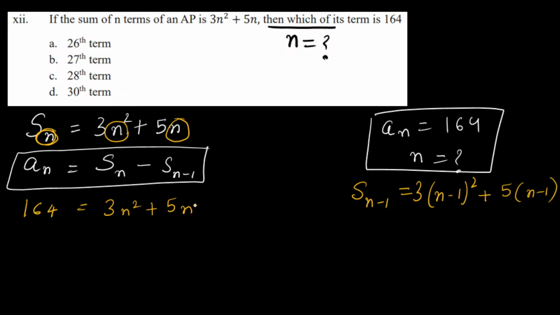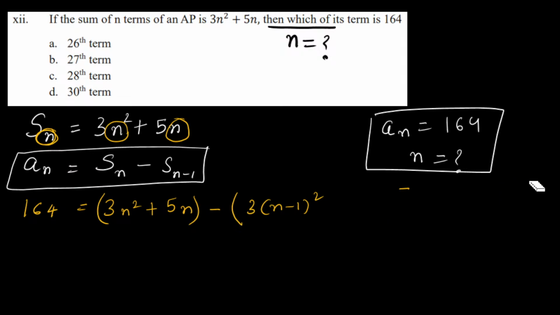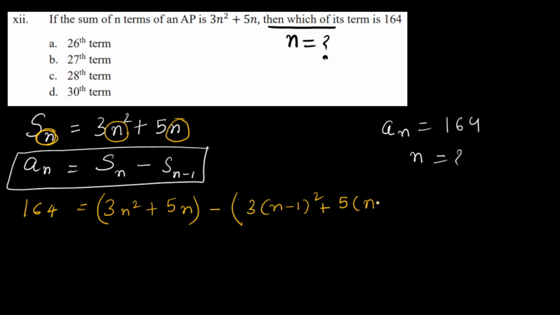So here I will just substitute. An's value which is given to us is 164. Sn is 3n square plus 5n, minus Sn minus 1, which is 3 into n minus 1 whole square plus 5 into n minus 1. So we can simplify this to find the value of n.